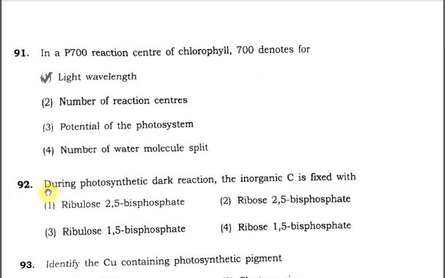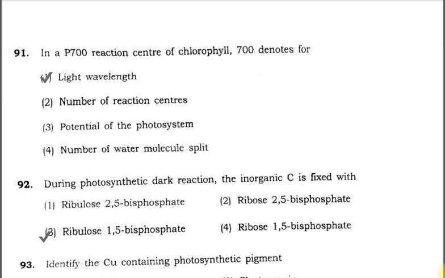Question number 92. During photosynthetic dark reaction, the inorganic carbon is fixed with option 1, ribulose 2,5 bisphosphate. Second option, ribose 2,5 bisphosphate. Option 3, ribulose 1,5 bisphosphate. Option 4, ribose 1,5 bisphosphate. So here the correct one is option number 3, which is ribulose 1,5 bisphosphate. It is also commonly called rubisco.